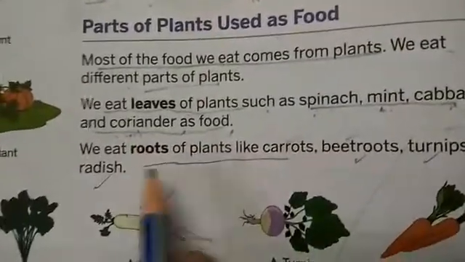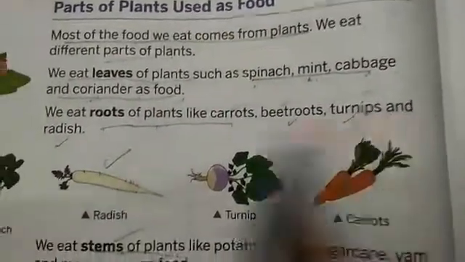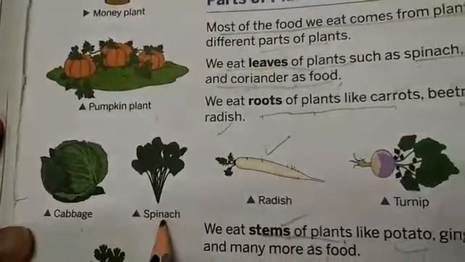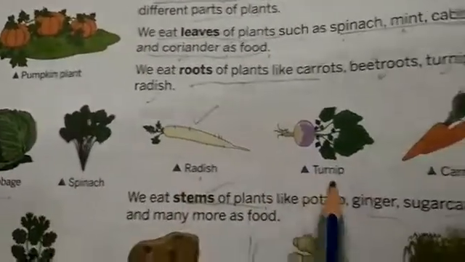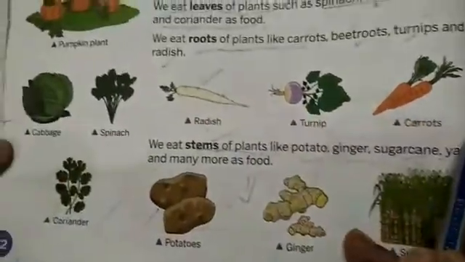We eat roots of plants like carrot, beetroot, turnip and radish. Here you'll find, see, pumpkin plant, here cabbage is here, spinach is here, radish, turnip and carrot. Yes, so we eat the roots of the plants.